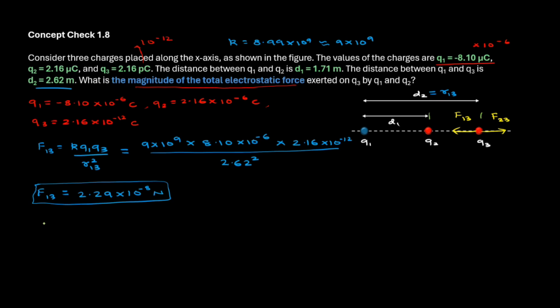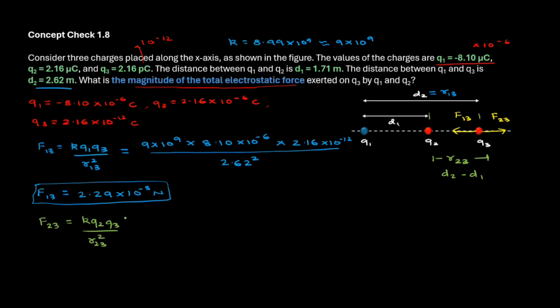We do the same thing to find F23. F23 will be equal to K Q2 Q3 over R23 squared, where R23 is the distance between charge 2 and charge 3. And we can find R23 by taking a difference of D2 and D1. Because the distance of Q1 and Q3 is D2, between Q1 and Q2 is D1. And I want the region over here between Q2 and Q3, which you can get by taking the difference. So we write R23 as D2 minus D1.